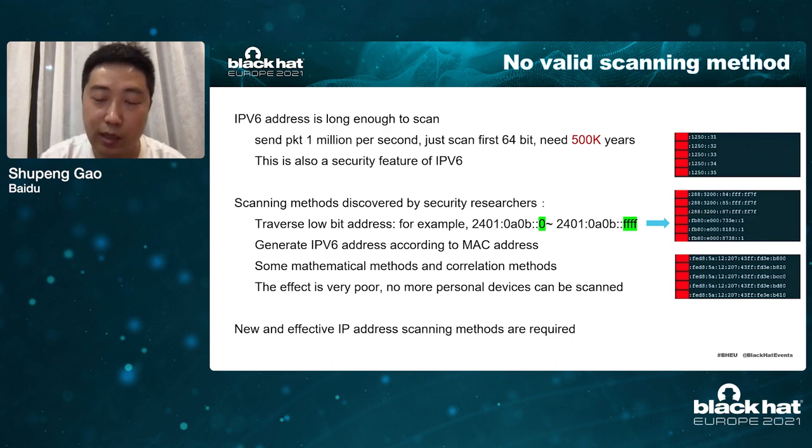Let's analyze the scanning methods that security researchers have found. For example, IPv6 addresses obtained by traversing low bit addresses. They are usually servers and gateway devices, which are configured based on the convenience of administrator management. Another is to generate IPv6 addresses according to the manufacturer information characteristics of the MAC address. But the effect is very poor. Mobile phones and smart devices with vulnerabilities can no longer be scanned this way. So new and effective IP address scanning methods are urgently needed.